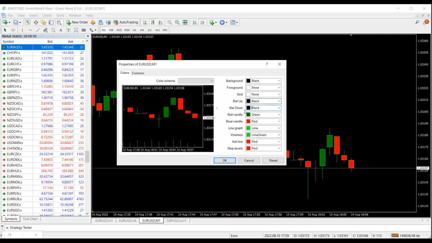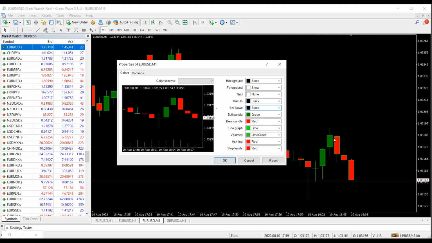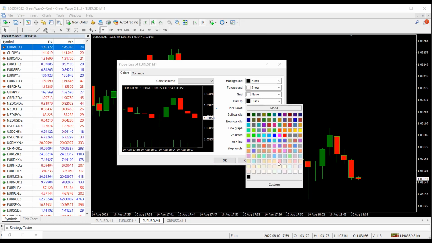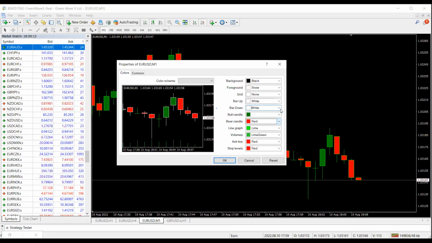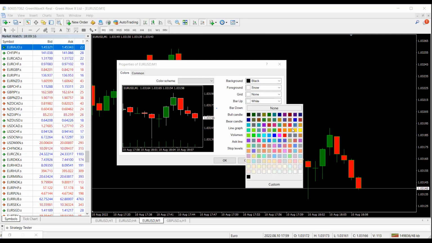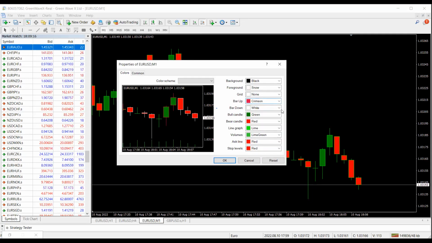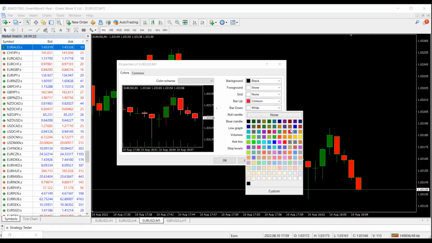So this bar up and bar down is the wick. The wick. If I make them black, you can see I won't see any of the wicks. Why? Because I have a black background. So if I want to make them white, or a light color like this, you can see how it looks. Or you can make it green or red, any other color that can show there. If I make it red, and red.